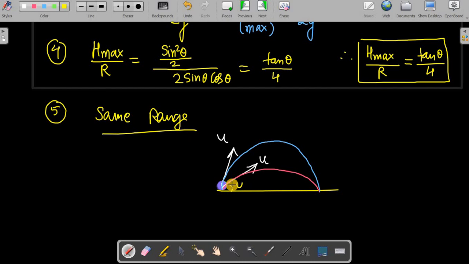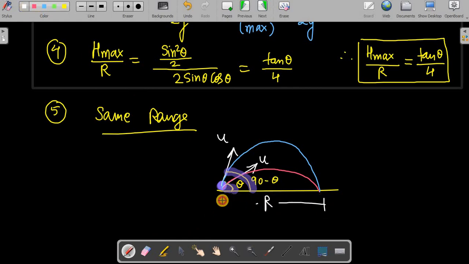First time it is, let's say, theta. Second time, how much will it be? That is going to be 90 minus theta. This we will understand. So same range: one time the angle is theta, another time the angle is 90 minus theta. Why is this the same range?